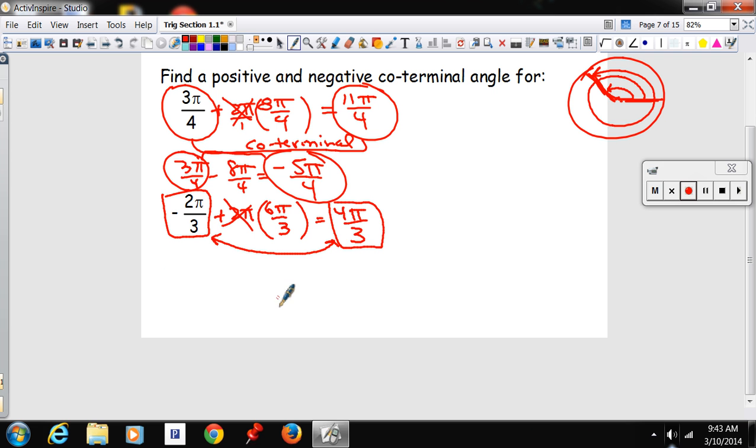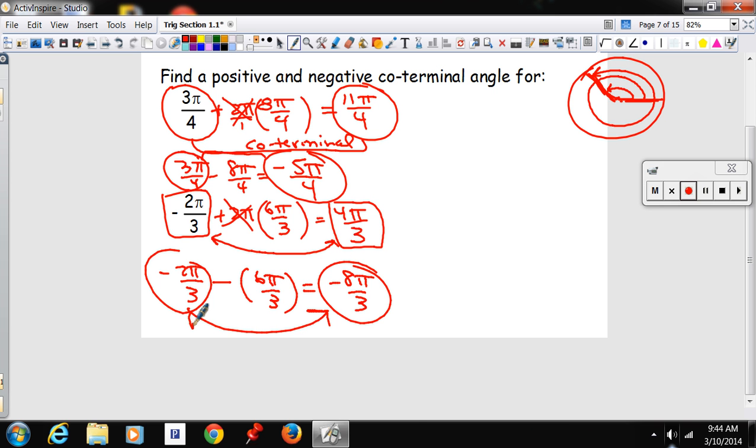How about a negative coterminal angle? Negative 2 pi over 3 minus a circle. Actually, I'm just going to put negative 6 pi over 3 right away because we already know that that's 2 pi. So what's negative 2 pi over 3 minus 6 pi over 3? Negative 8 pi over 3. Those are also coterminal. They look identical, but one has one more extra rotation to it. So they're angles that start and end in the same place, but they have an extra rotation. So that would be coterminal angles.